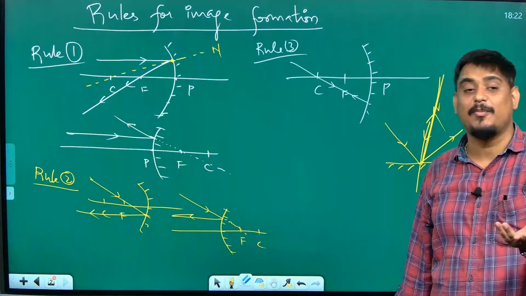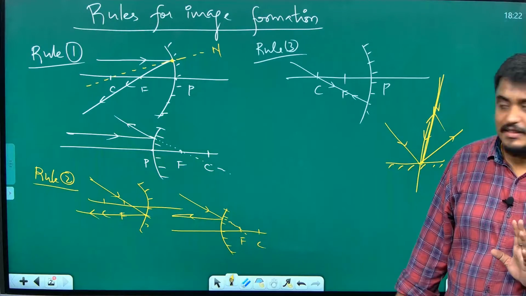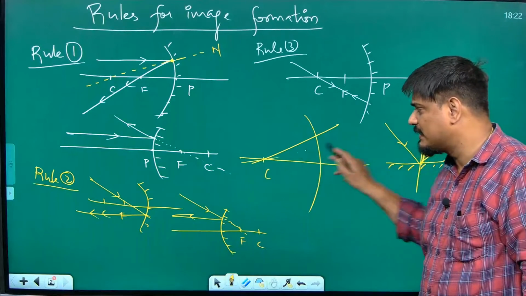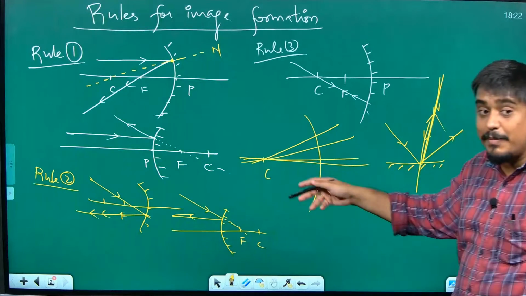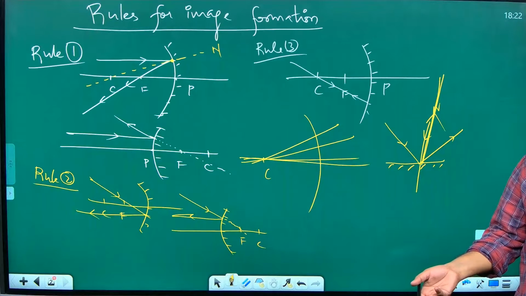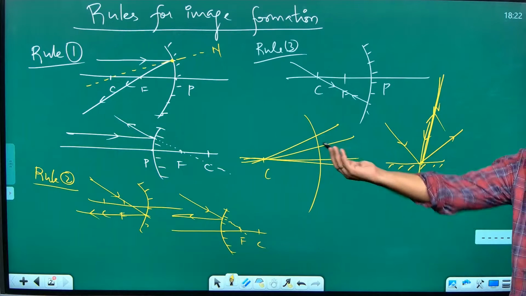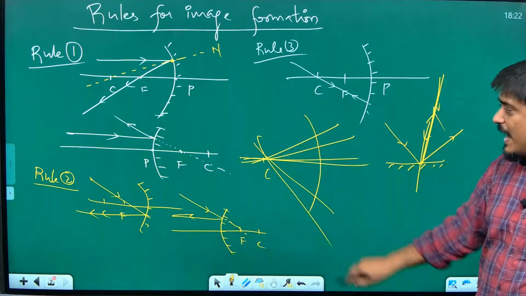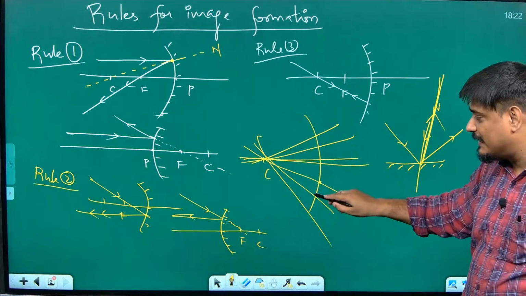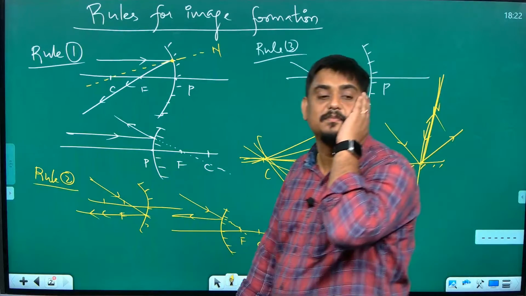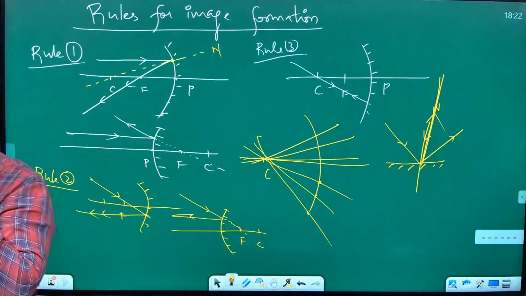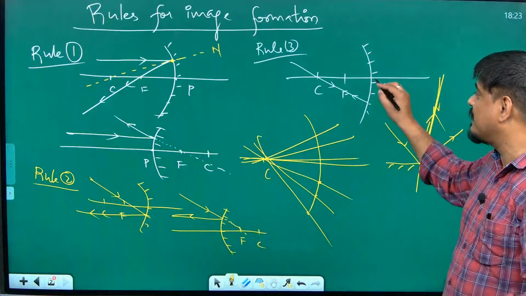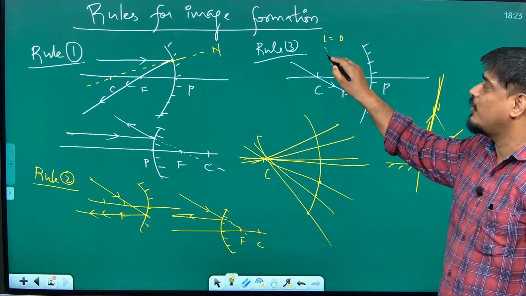So how many normals are possible? Infinite. If you have a mirror, this is the principal axis, this is the center of curvature, this line is a normal, this line a normal, this line a normal. Even the principal axis is a normal only. It is passing through the center of curvature, you know. So any line passing through the center of curvature and intersecting the mirror, that line will be the normal line. That is why when a ray is passing through the center of curvature, the angle of incidence becomes 0. So the angle of reflection also will become 0.